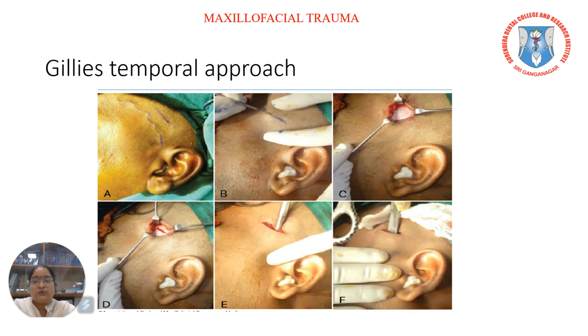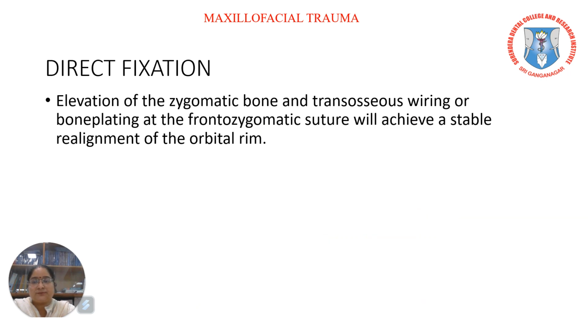These are the various photos showing the Gillies temporal approach. We give the skin incision at the temporal region, and various layers are exposed. The whitish layer we can see is the temporal fascia. Below the temporal fascia, the muscle is there. Between the muscle and muscle, we move our elevator and elevate the zygomatic bone.